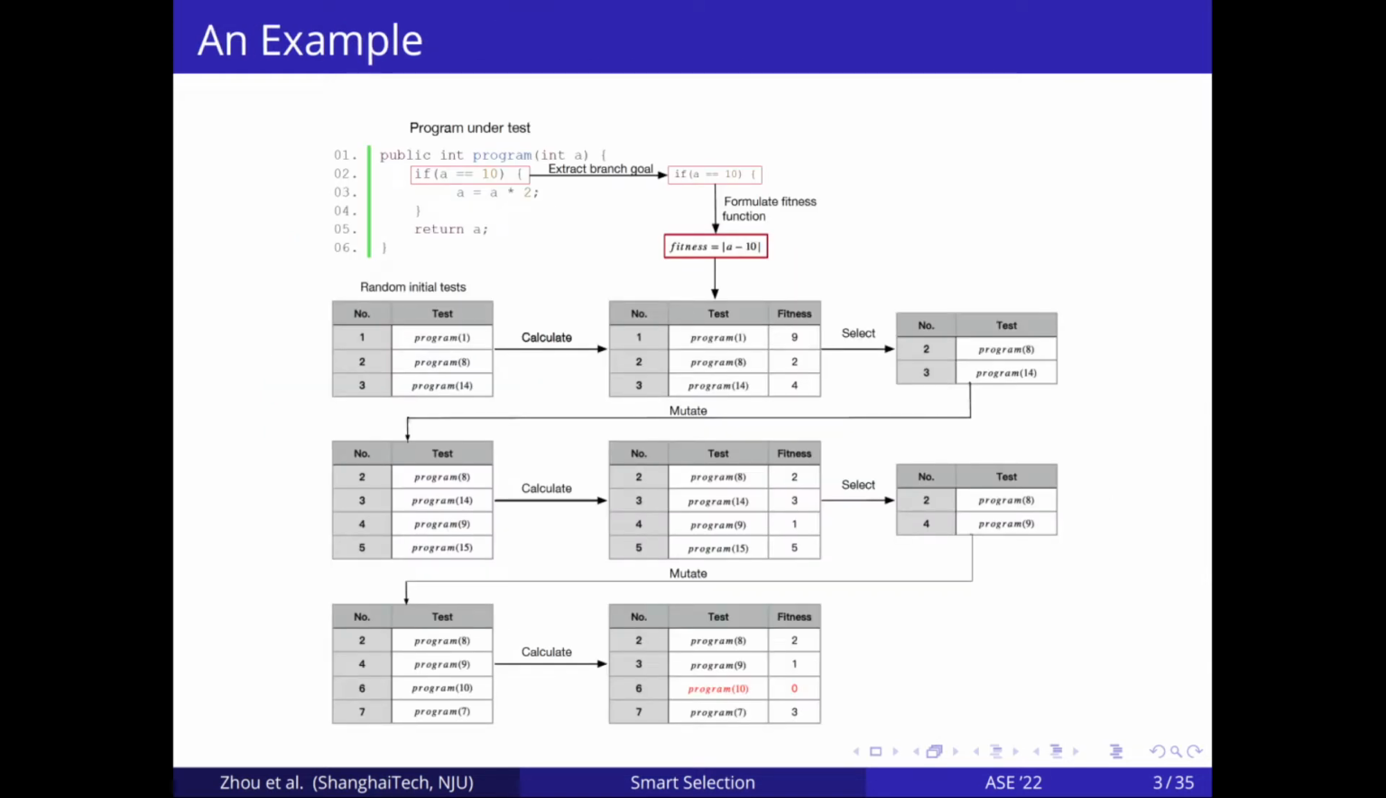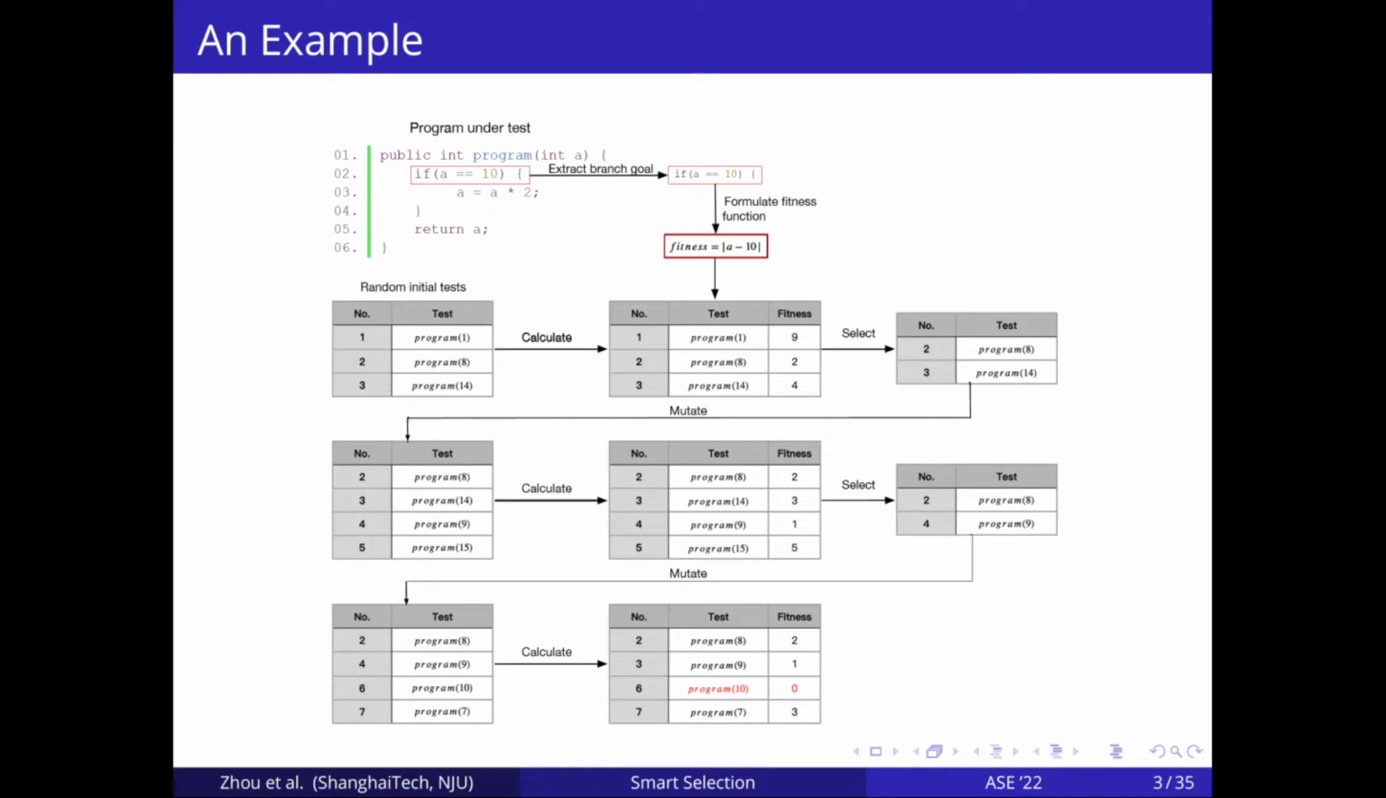Here is an example. We have a simple program containing a predicate A is equal to 10 in line 2. This predicate yields two branches, the true and the false. We focus on the true branch. In this example, we can formulate a simplified fitness function for it: the absolute value of A minus 10. The fitness function can measure how far a test covers the branch. A test covers it if the function returns 0.